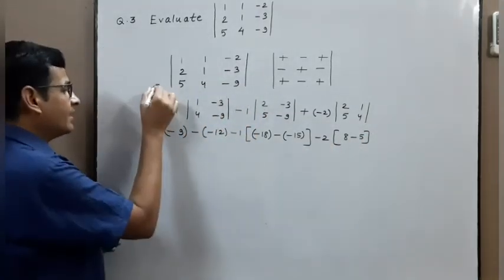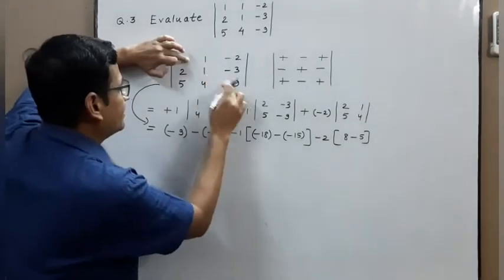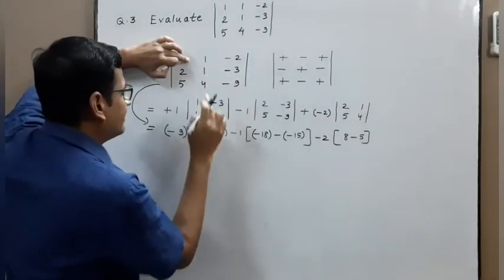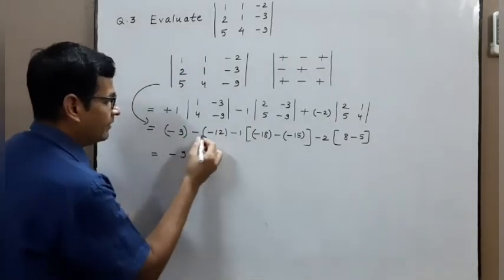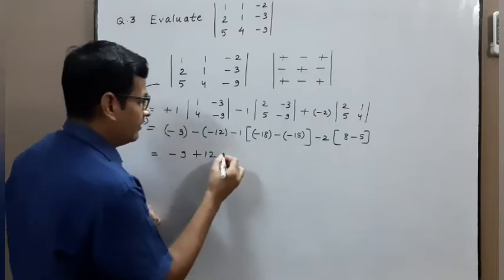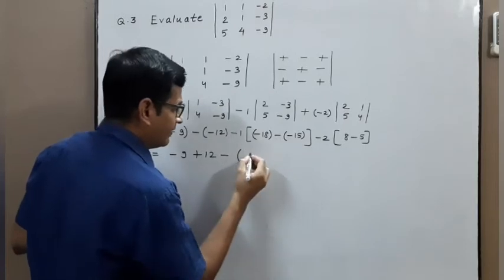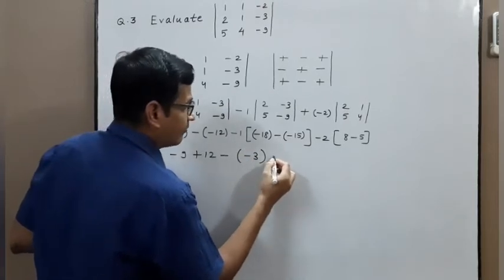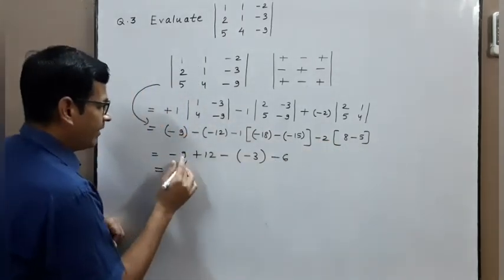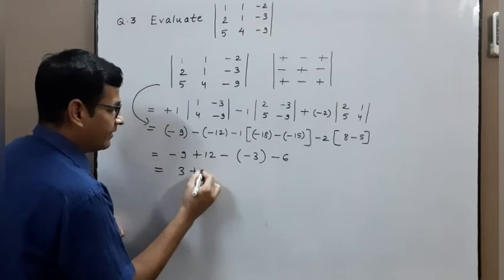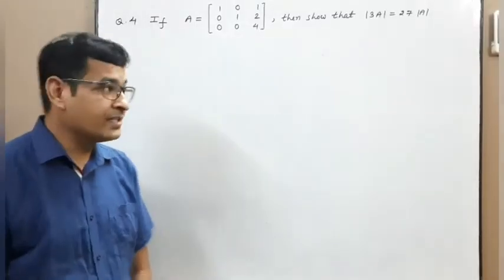Next time you can write these steps directly. No need to write these steps. Directly 1 into this, minus 9 minus 12, minus 9 plus 12, minus 18 or plus 15. So minus 3 minus 2 and plus 3 minus 6 minus 9 or 12. 3 plus 3 minus 6 is equal to 0. Next problem.